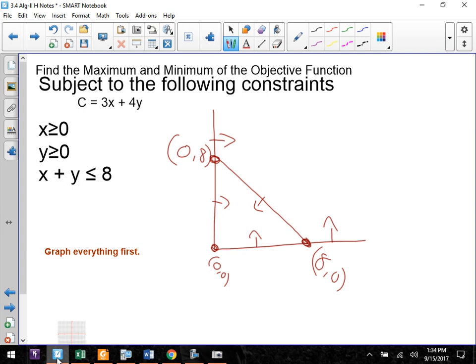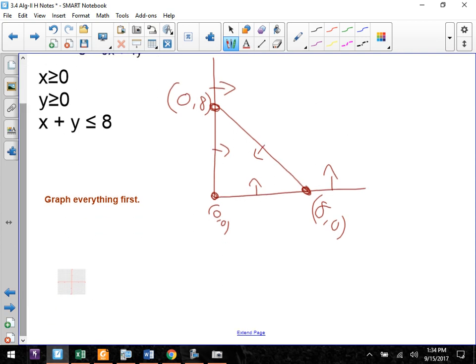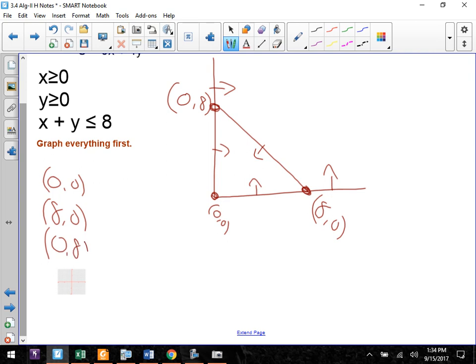So what you do here is that, see how we've got those 3 points of inflection? All we have to do now is list them. We list those 3 points out. We had 0, 0, 8 and 0, 0 and 8. And what we're going to do is we're going to take these values of x and y into the objective function. So 3 times 0 plus 4 times 0.